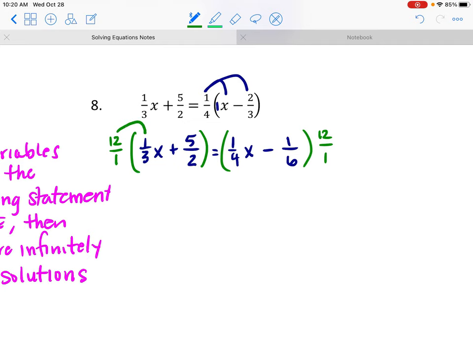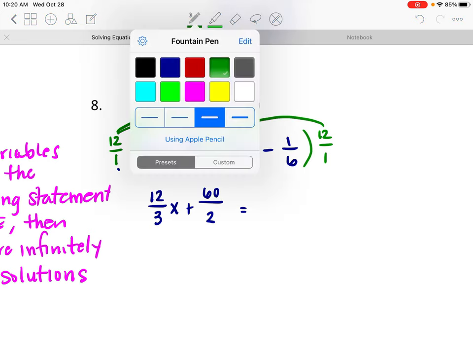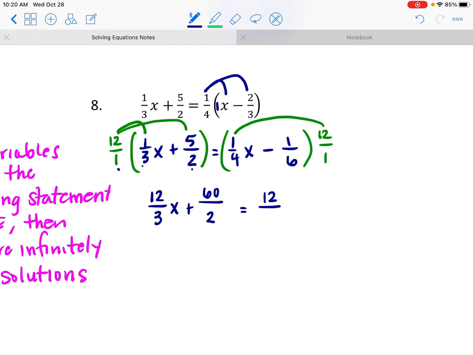When I multiply here, 12 times 1 on the top would be 12, and then 1 times 3 on the bottom would be 3, so I have 12/3 in front of x. And when I multiply here, 5 times 12 is going to be 60, and then 1 times 2 is going to be 2. And then if I multiply by 12 over 1 here, 12 times 1 is going to be 12, and then 1 times 4 is going to be 4. And there's an x with that one. And then lastly, multiply here. I'm going to have a minus 1 times 12 on the top is 12, and 1 times 6 on the bottom is 6.